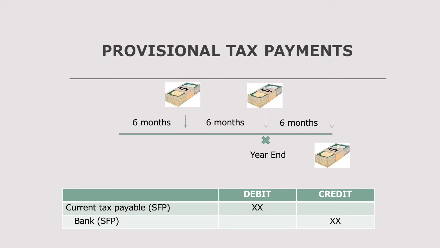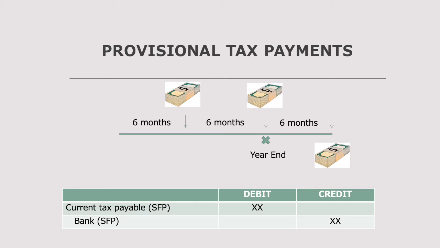And then 6 months after year end, if your estimate is more than the provisional tax payments that you have made, you as a business will choose to make a third provisional tax payment. And once again, once you have made that third provisional tax payment, money flows out of your business and therefore you have an outflow of resources.